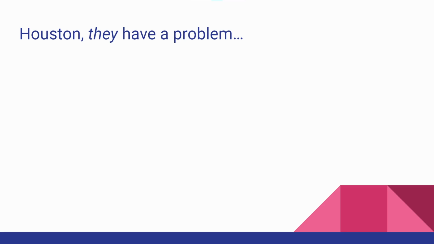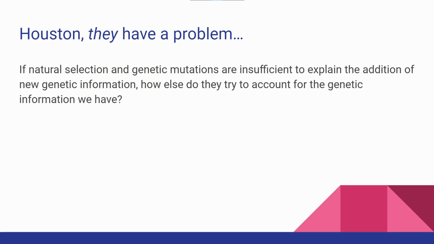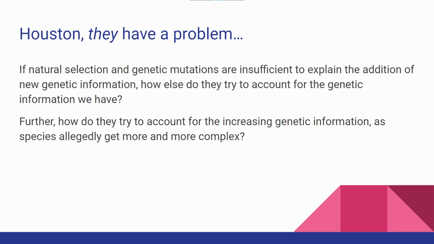So we left off with this screen, and we said that if natural selection and genetic mutations are insufficient to explain the addition of new genetic information, then they have to try and figure out accounting for the additional genetic information somehow. And beyond that, they have to account for how existing genetic information is getting more and more complex as we add genetic information on it. So not only is there more genetic information, but what there is is getting cooler in and of itself. How do they account for that complexity?